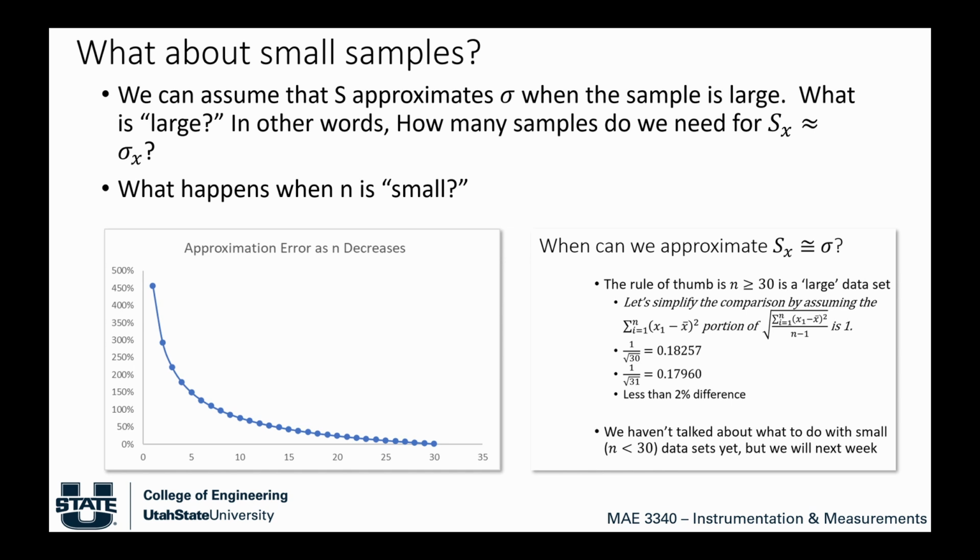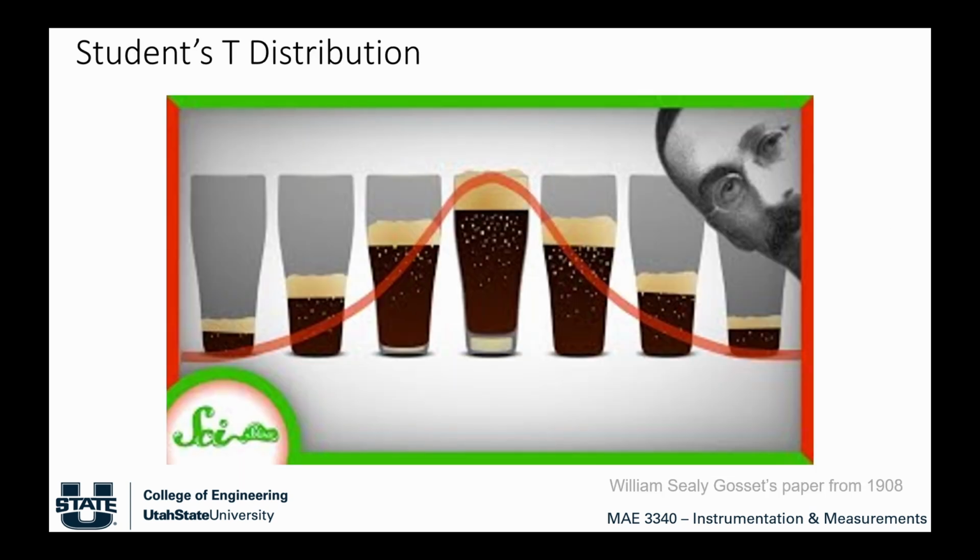So what do we do if we have less than 30 samples, like in our example that we've talked about here? Well, this person here, William Sealy Gosset, in 1908 was working for Guinness Beer, and he was one of their scientists or engineers that was working on the production of beer.